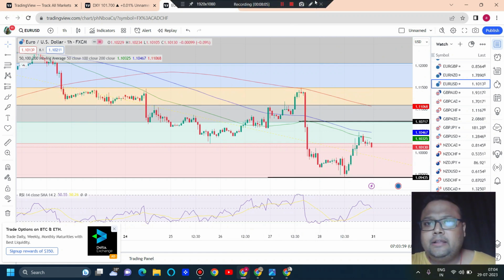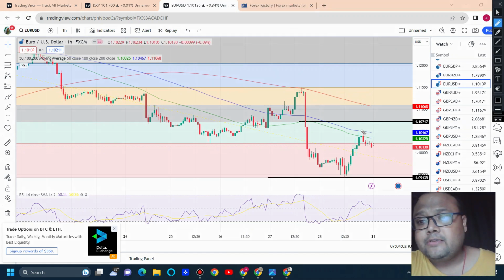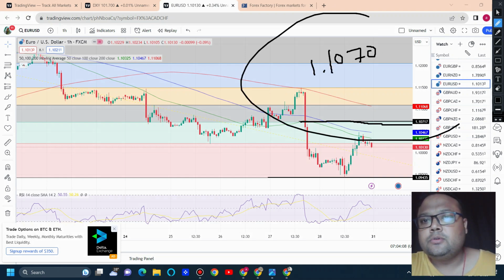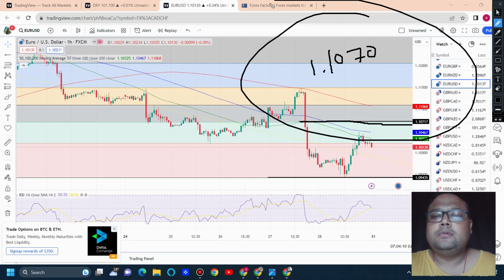On the other hand, if market shows upside right after the market opening, then we have resistance around 1.1070. Around this level we have a resistance. On Monday, especially during the European session and Asian session, if you see market is going up, then obviously market will face some problem around this area, because sellers are present.